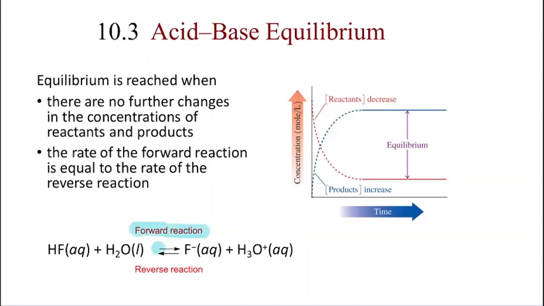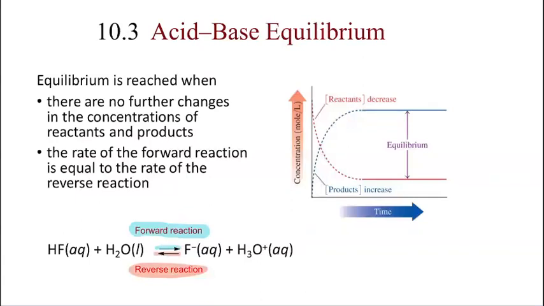So this forward reaction is given by the forward arrow. And then we have a reverse reaction, which is given by the reverse arrow, okay? Now, we can see in an illustration on the right side of the slide that this is how we can map a reaction that is in equilibrium.